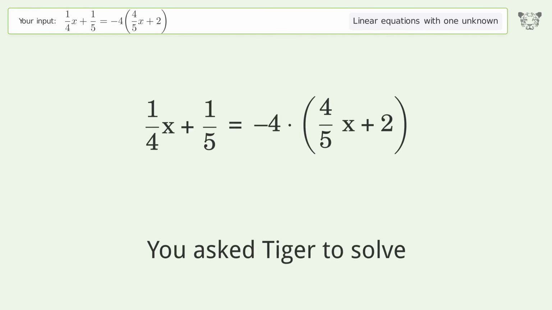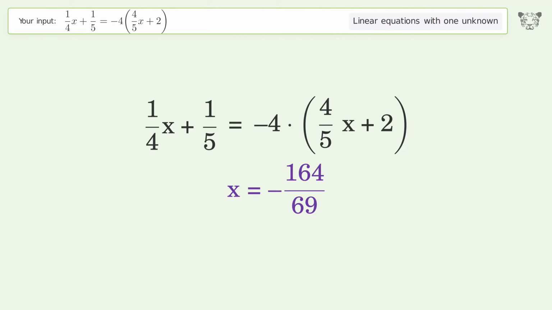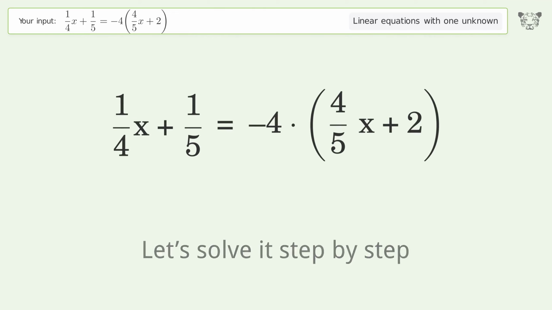You ask Tiger to solve. This deals with linear equations with one unknown. The final result is x equals negative 164/69. Let's solve it step by step.